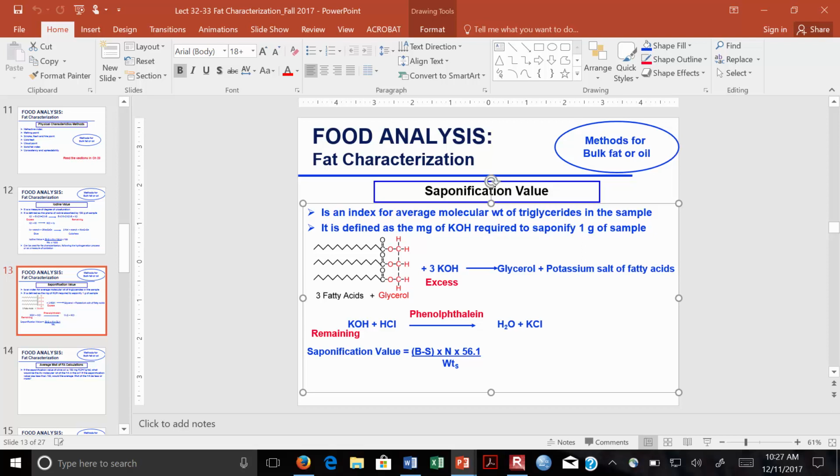5.8, and then you multiply by the normality of HCl, which is 0.1, and then you multiply by the molecular weight, which is 56.1, and then you divide by the weight of the sample, which was 1.024, and that's it. And then you would get 214.76.